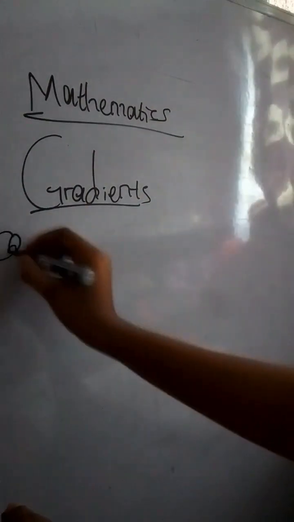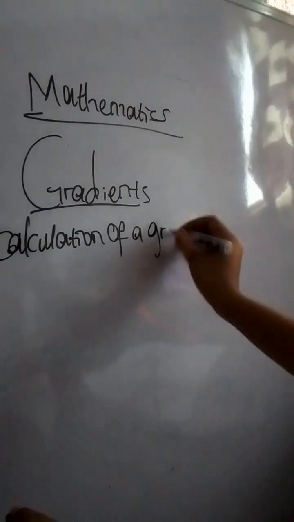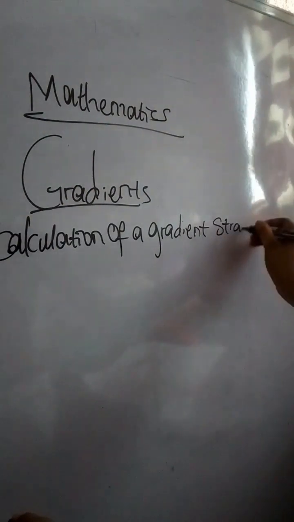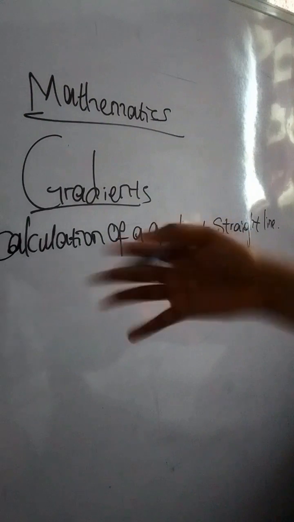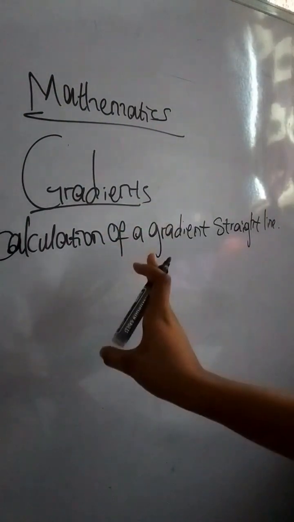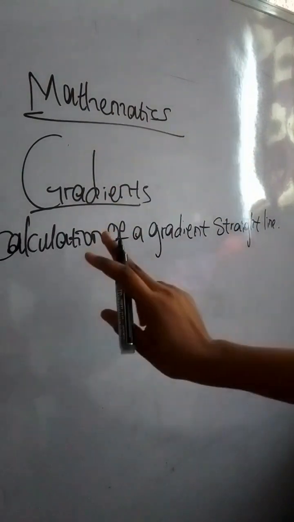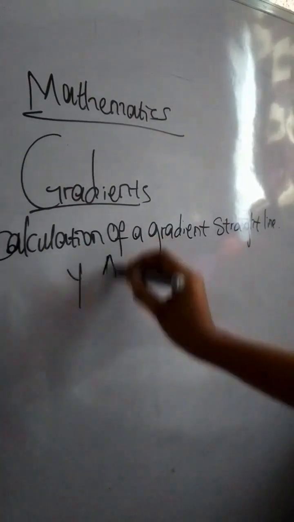We have the calculation of the gradient of a straight line. Very simple. The gradient of a straight line can be calculated from any 2 points on the line. We'll give an illustration.